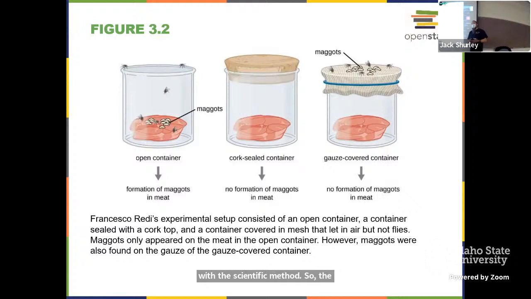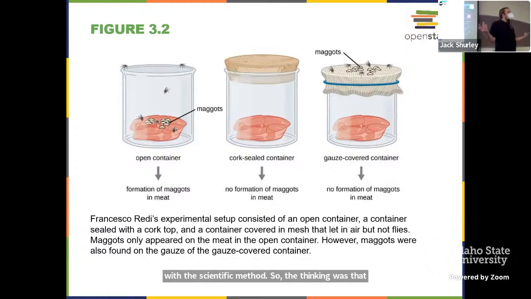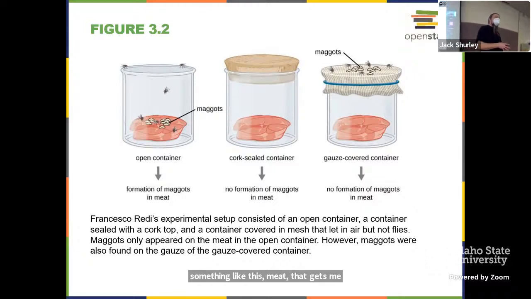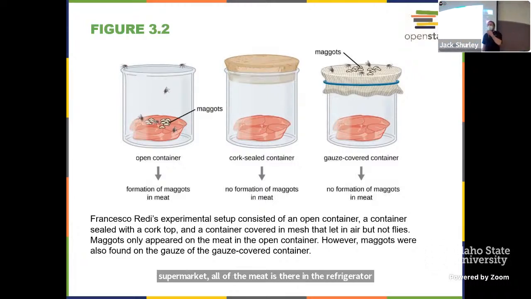So the thinking was that organisms show up spontaneously. As we look at something like this meat that gets maggots on it, we take lots of stuff for granted today. You go to the supermarket, all of the meat is there in the refrigerator or freezer section, kept at a nice cold temperature to prevent it from spoiling, right? But back in the day, that wasn't the case. And you would go to the market and here would be this meat and you would take it and you would go home.